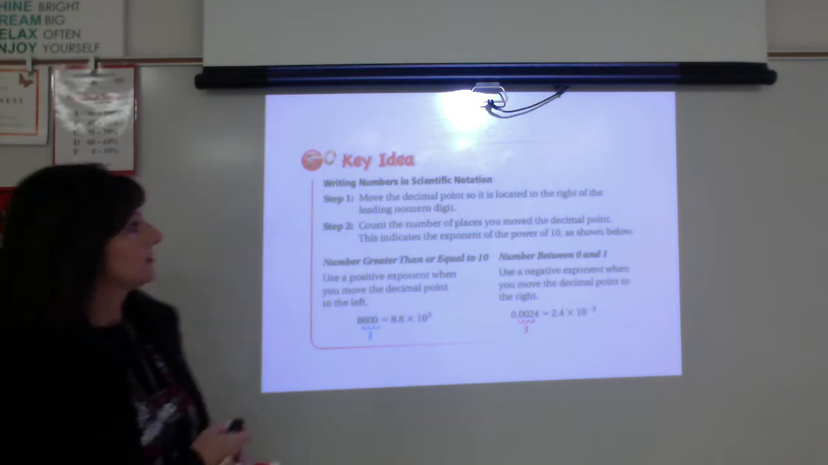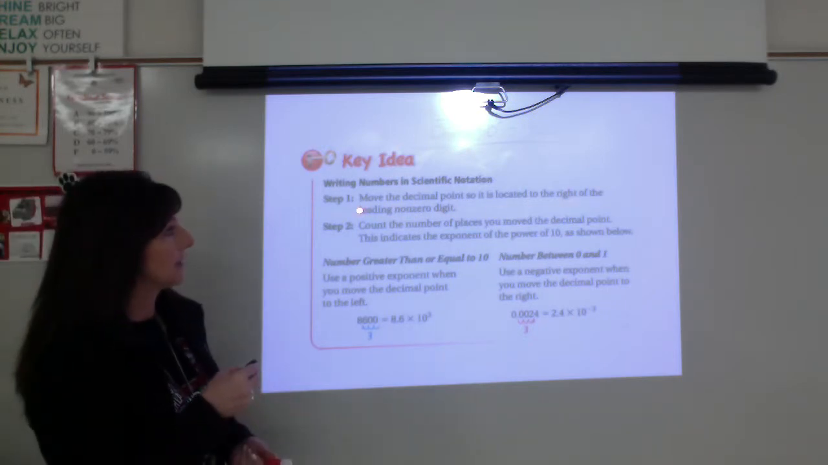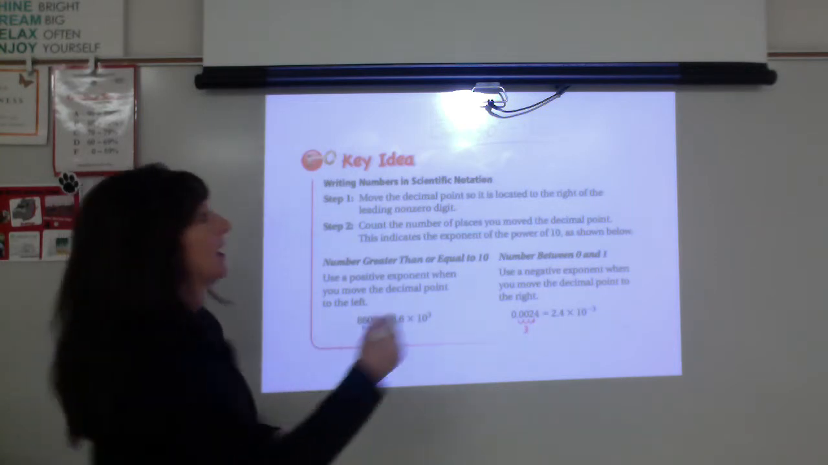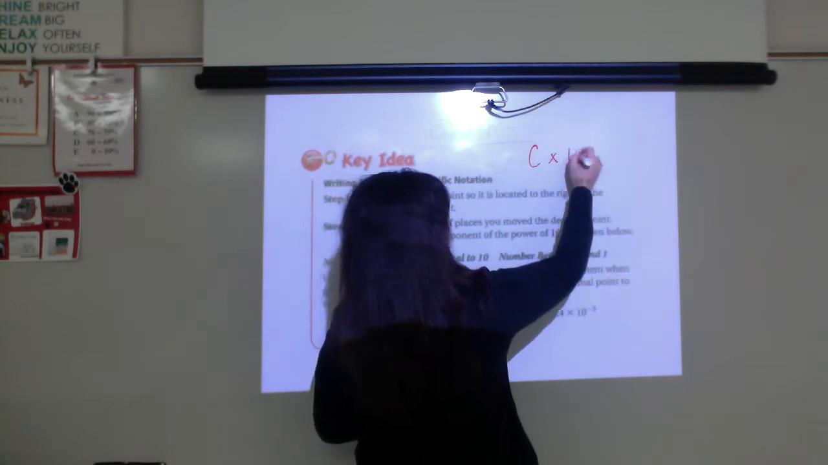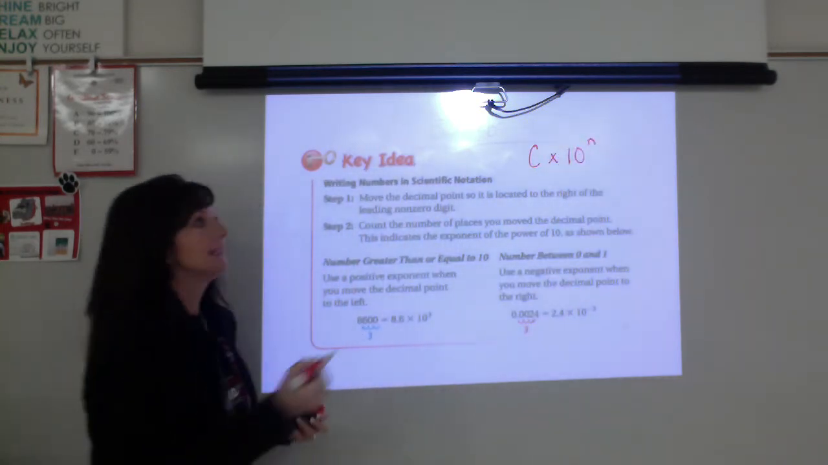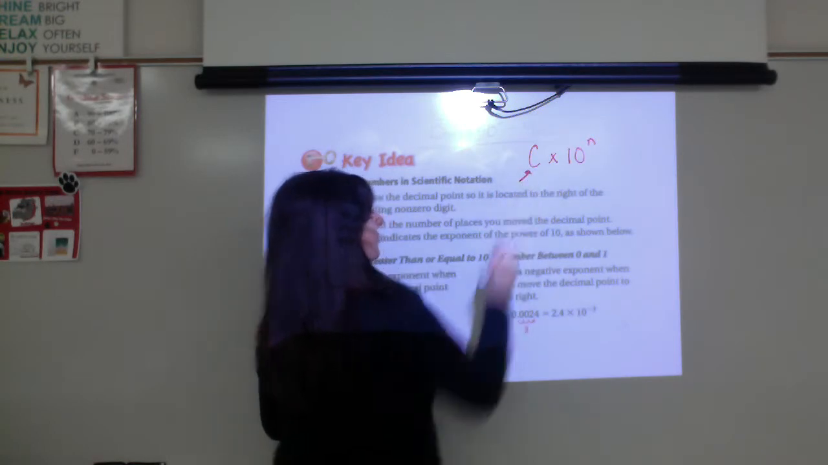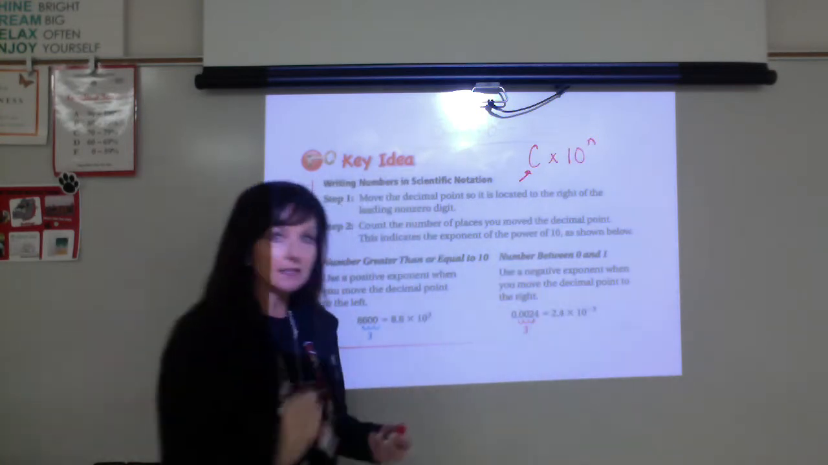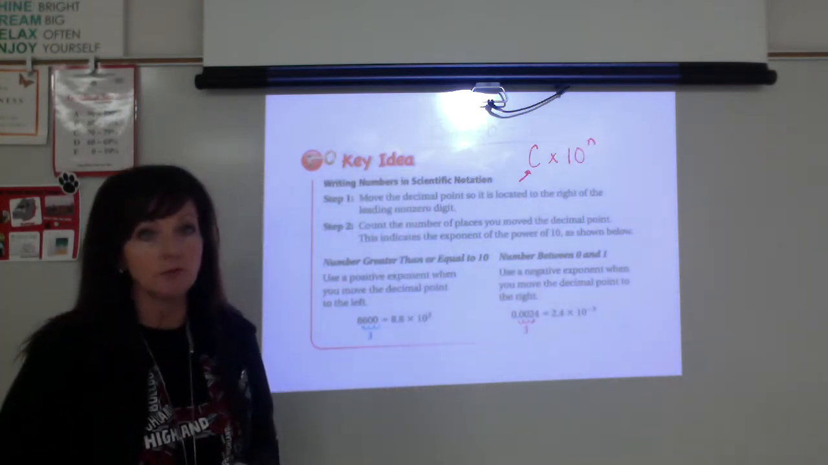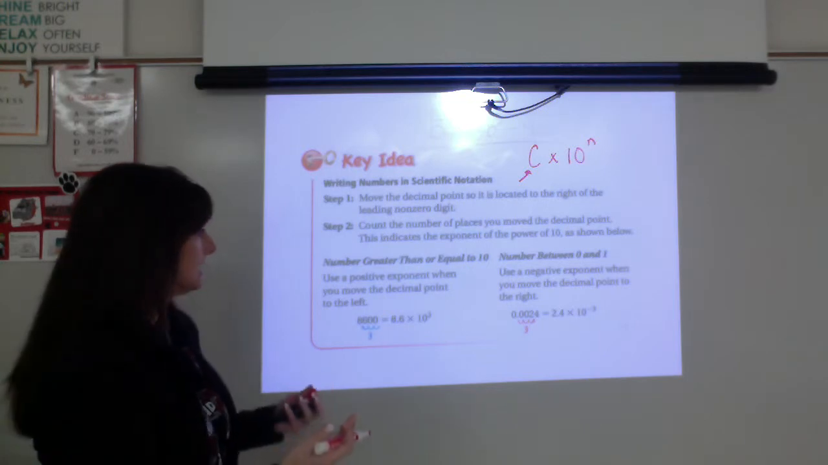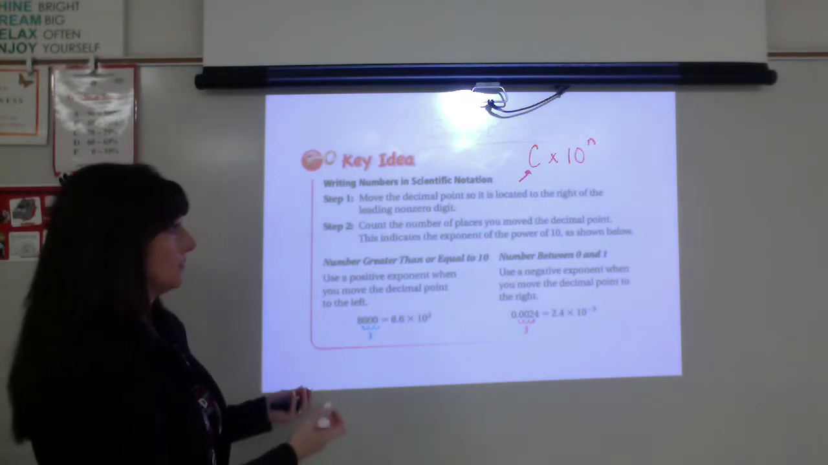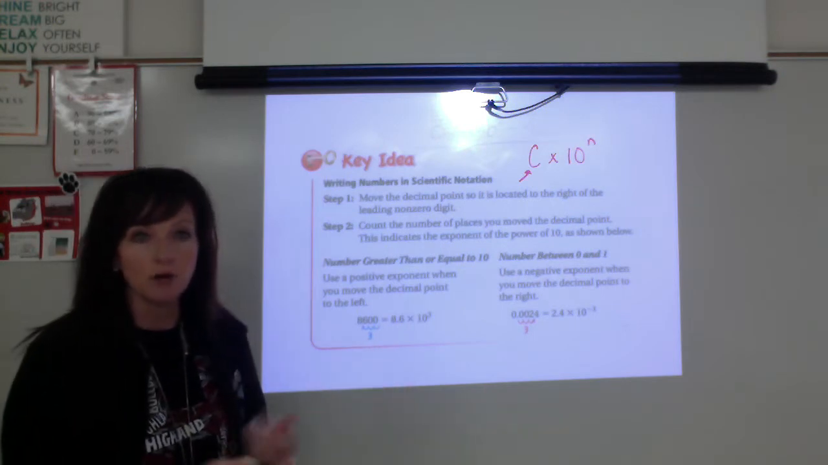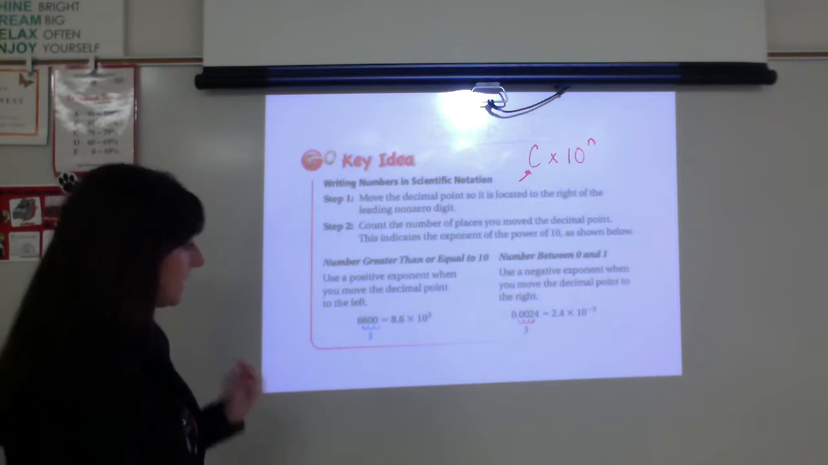In step one, you want to move the decimal point so that it is located to the right of the leading non-zero digit. So remember that the scientific notation has two parts. You have c times 10 to this integer n. So this c part is going to be this decimal number we're referring to. So we want it to be greater than 1 but less than 10. Then n is basically just going to be a count of the number of places we moved the decimal point, and it will be positive if our number was greater than or equal to 10, and it will be negative if our number was between 0 and 1 or it was less than 1. So that's going to be what we'll do.